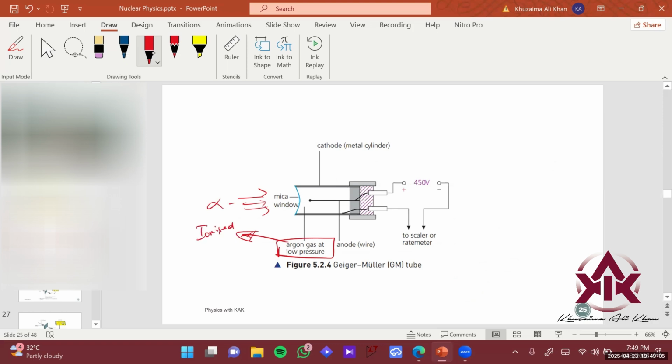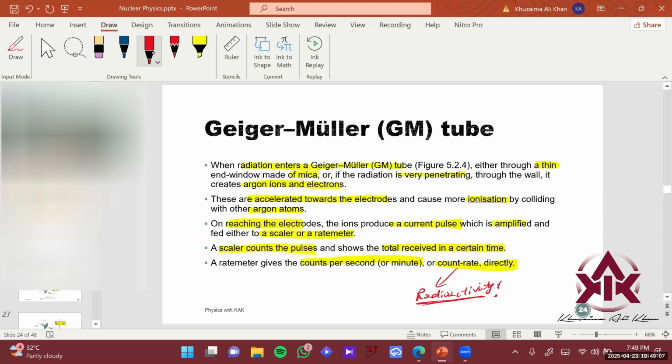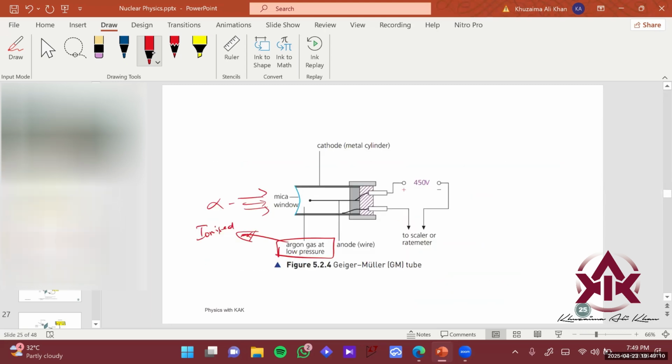How are they ionized? They lose an electron here. As the electron is lost, you can see the electrons are going to hit the anode wire. Anode is positive, cathode is negative. Argon has lost one electron, so it becomes positive. It goes to the cathode, basically the metal cylinder here. So it completes the path and a current flows.